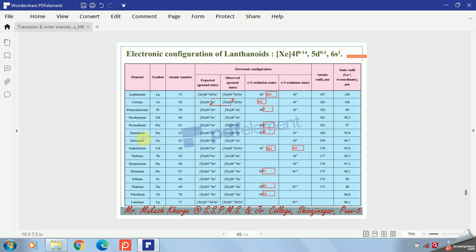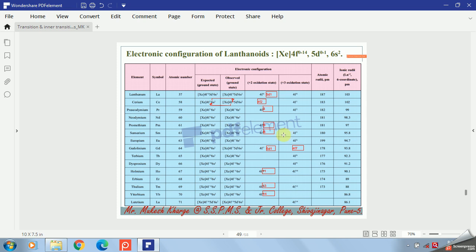Then samarium, denoted by Sm, atomic number 62. So here is also a correction; you have to write 62 here. The observed and expected electronic configuration is xenon 4f6 6s2. If it donates 2 electrons from 6s, then the Sm2+ electronic configuration is 4f6. So write down the correction. And if it donates one more electron, then the electronic configuration of Sm3+ is 4f5.